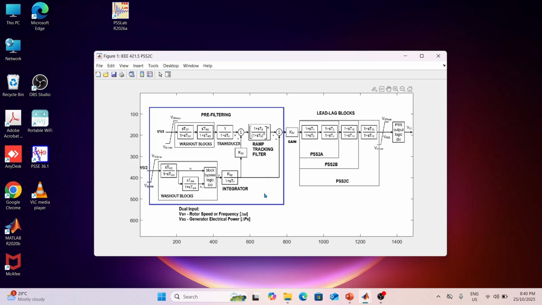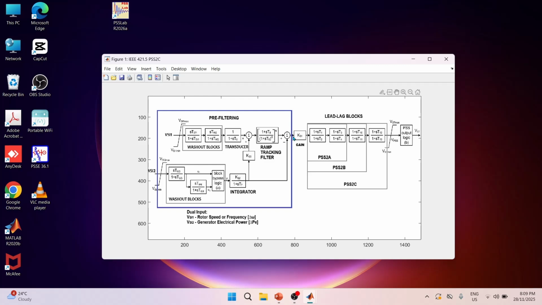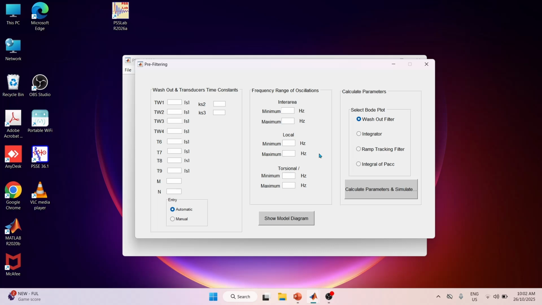We can follow the path in the model diagram. Finally, both signals are subtracted in the summing point. At the output of the summing point, a so-called synthesized speed signal is obtained. This synthesized speed signal is equivalent to the integral of acceleration power. This is why in some literature this kind of PSS is also called the integral of acceleration power PSS or IAP PSS.